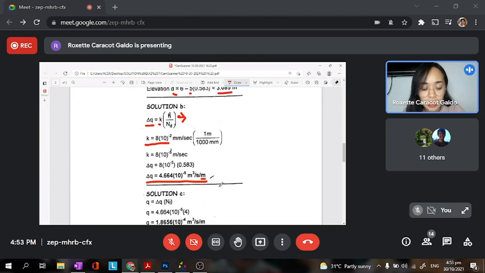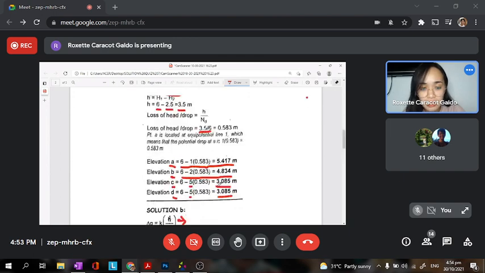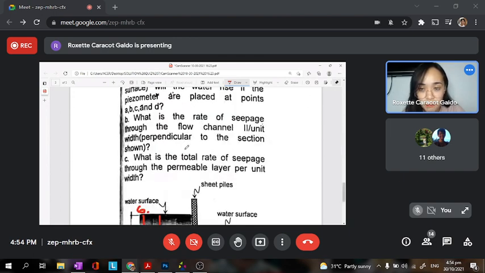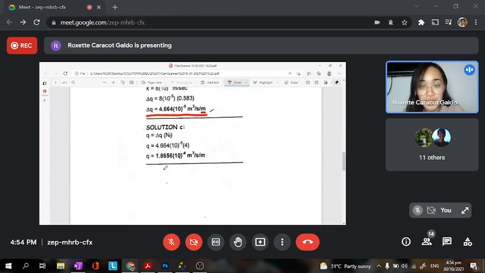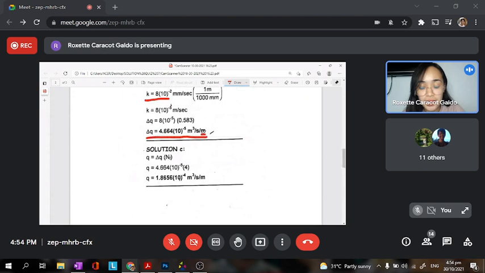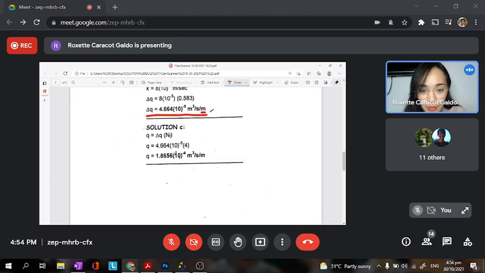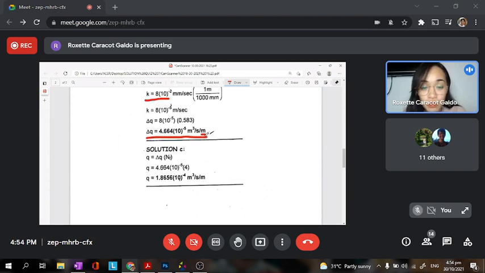It is per meter because it is said to be per unit width. So we consider 1 meter straight. That's why it is per meter. It is usually per unit width. So that is the seepage rate for flow channel number 2 only.